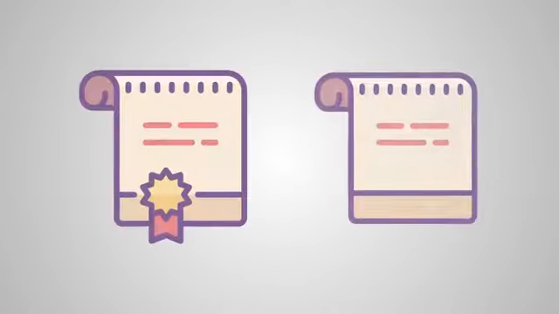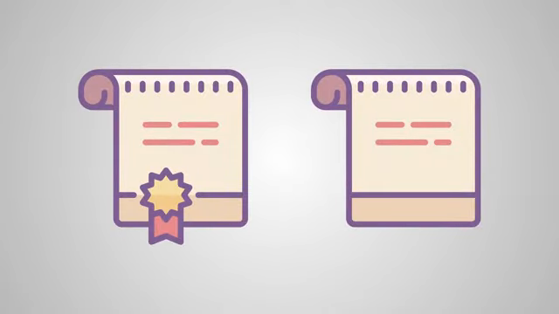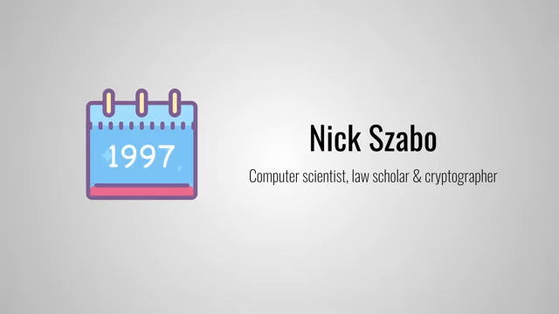Now, smart contracts are just like contracts in the real world. The only difference is that they are completely digital. In fact, a smart contract is actually a tiny computer program that is stored inside of a blockchain. Let's take a look at an example to understand how smart contracts work.